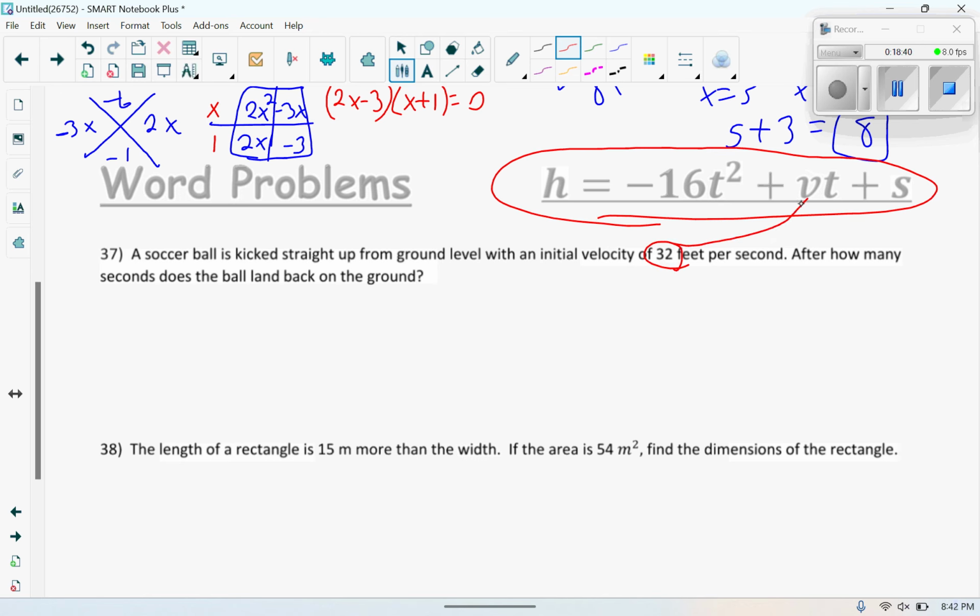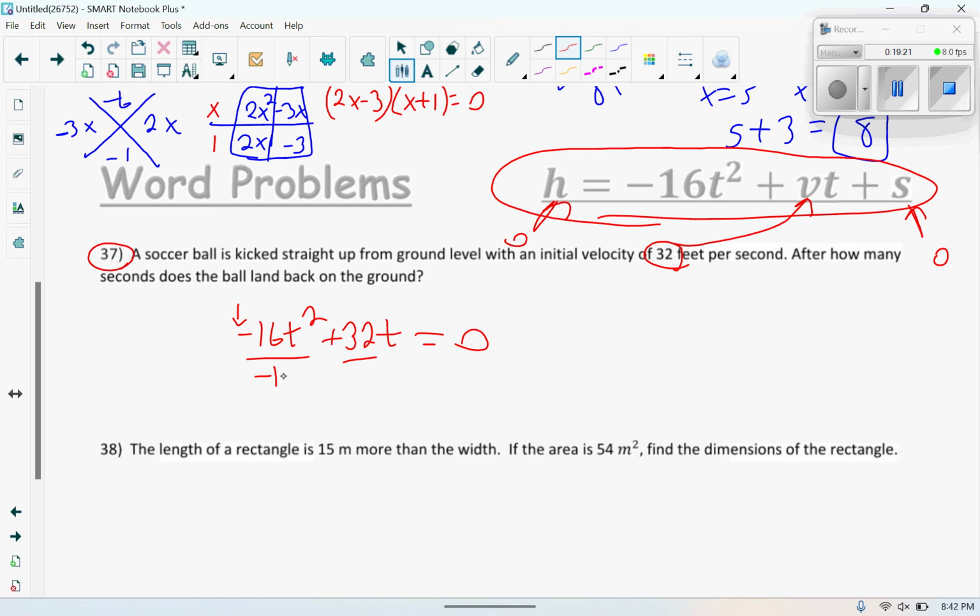So v, velocity, that's your speed, that's going to go there. This is where do you start, where do you end. So on number 37, notice how we start on the ground and we end on the ground. So both of these are going to be zeros in this case. So I'm going to say negative 16t squared plus 32t plus 0 is equal to 0. And then I'm going to divide, notice this is a negative, so I have to divide out the negative. And I really don't even need that, so I'm just going to get rid of that. I'm just going to say equal 0.